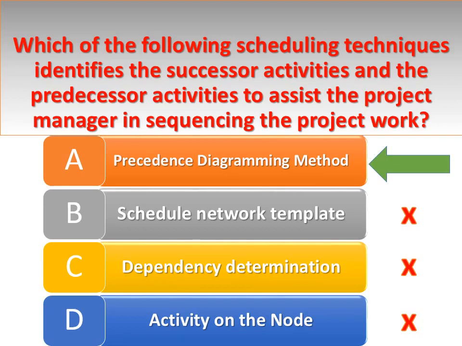Activity on the node places activities on circles within a network diagram. It is an example of the precedence diagramming method.